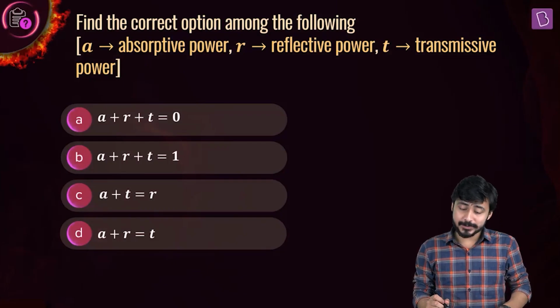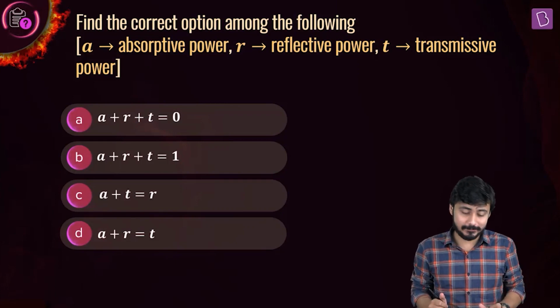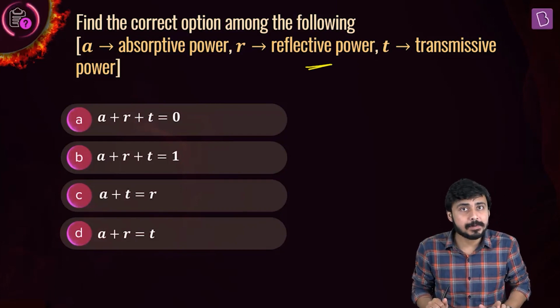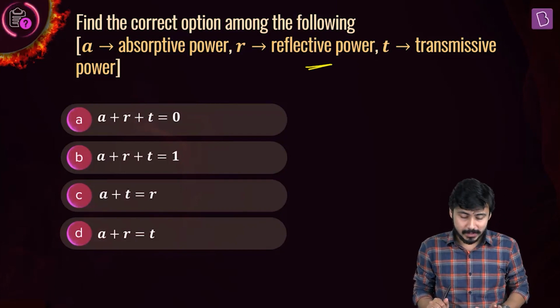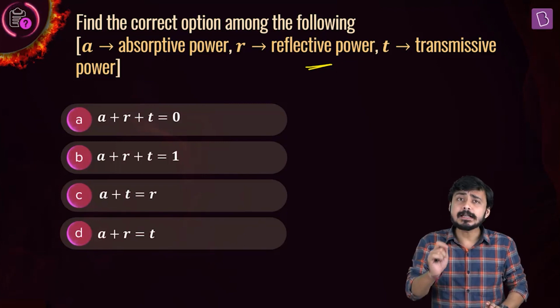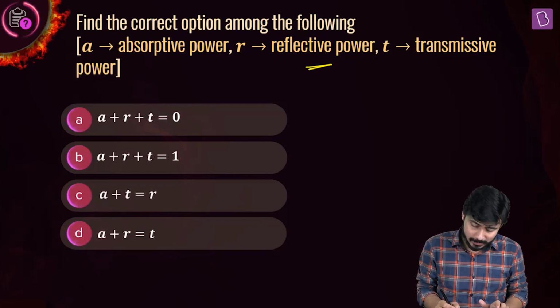Find the correct option among the following. The options given are the relations between the absorptive power, the reflective power, and the transmissive power of a body, right? You might have done this in detail in the theory sessions, but I would like to explain this concept again in this problem.